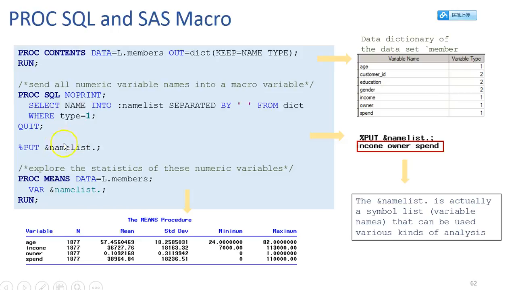Now I will use the proc means to calculate the mean value of the numerical variables. So now I execute the SAS code, and we should see a result. Perfect.